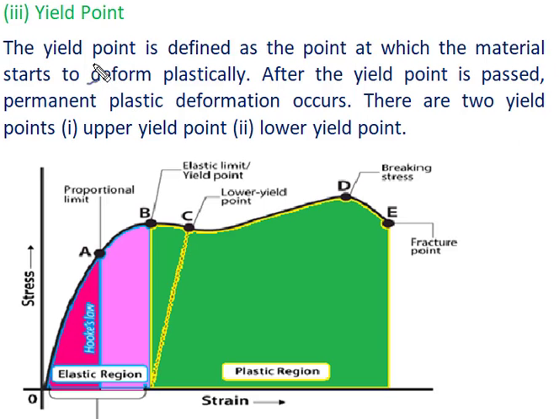Next is the yield point. It is defined as the point at which the material starts to deform. After this yield point, at the lower yield point, permanent plastic deformation occurs. There are two yield points: this is the lower yield point and then the upper yield point.